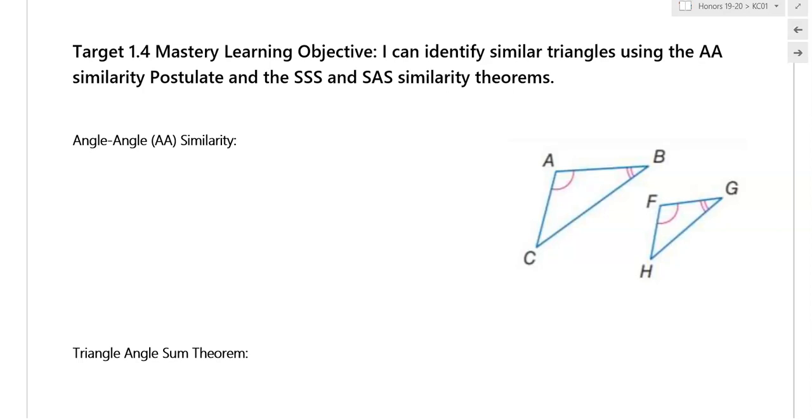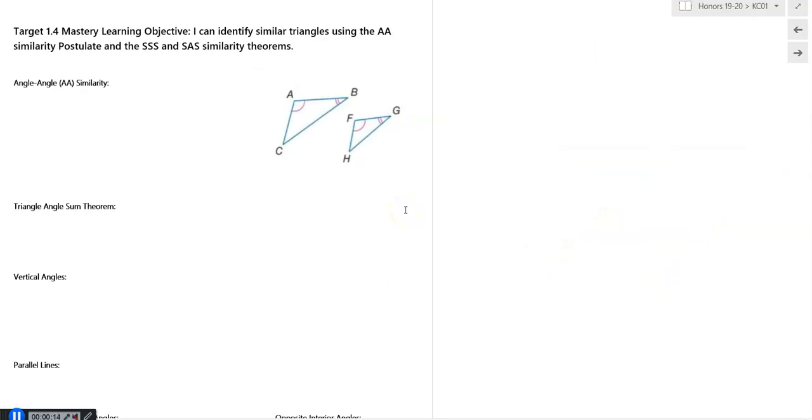Right, we are now looking at target 1.4, and our mastery learning objective is I can identify similar triangles using the AA, which stands for angle, angle, SSS, which stands for side, side, side, and SAS, which stands for side, angle, side, similarity theorems.